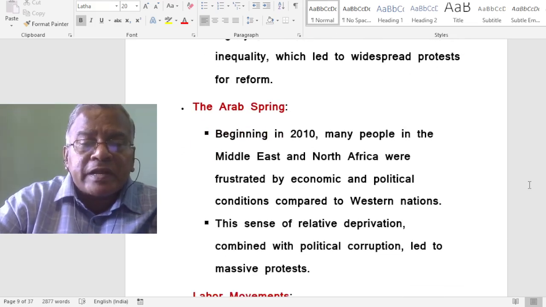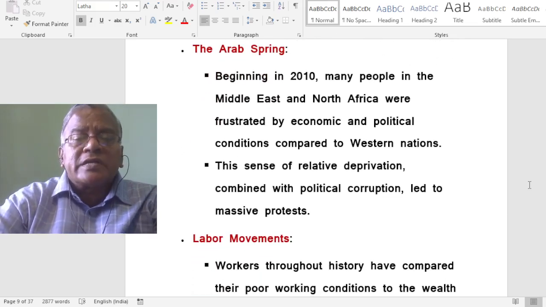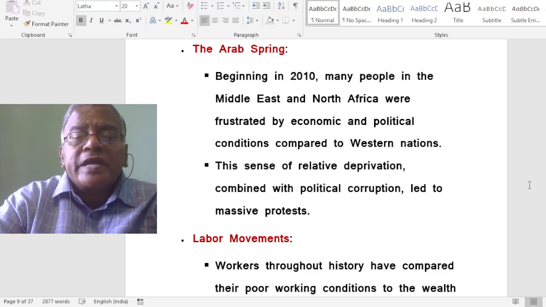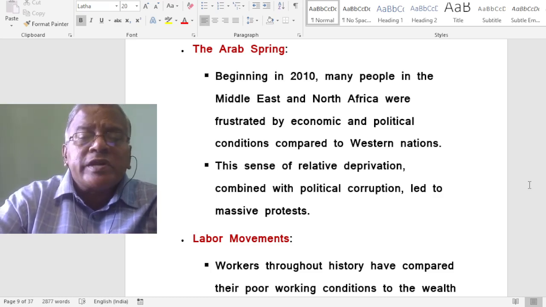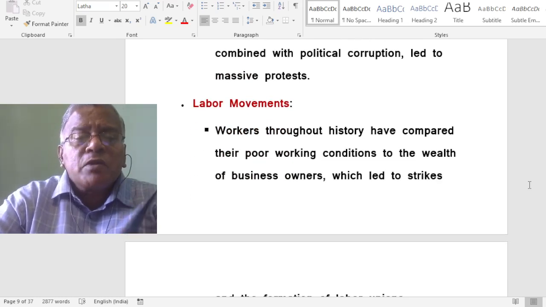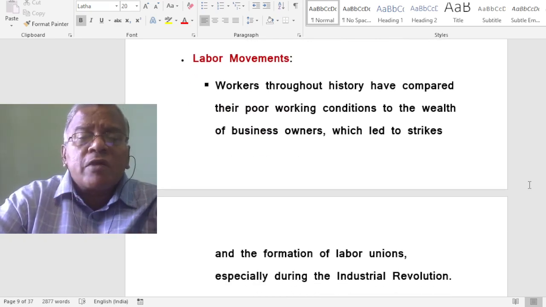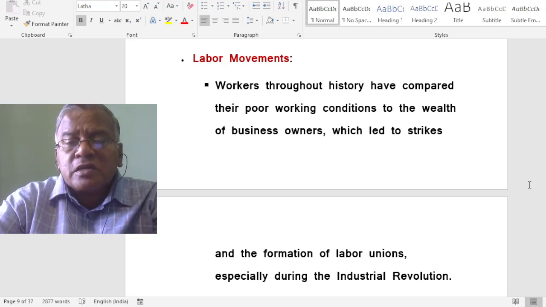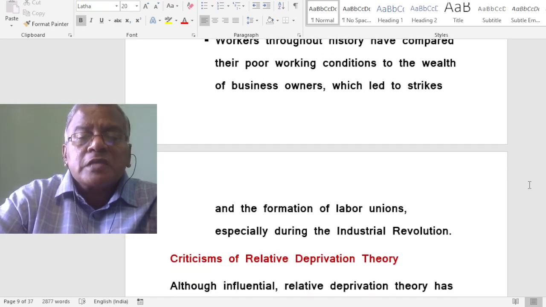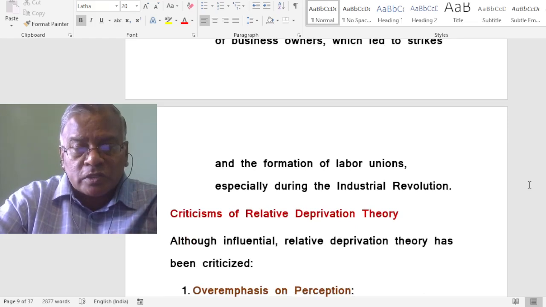The Arab Spring, another one. Beginning in 2010, many people in the Middle East and North Africa were frustrated by economic and political conditions compared to Western nations. This sense of relative deprivation combined with political corruption led to massive protests. Then labor movements. Workers throughout history have compared their poor working conditions to the wealth of business owners, which led to strikes, protests, and the formation of labor unions, especially during the Industrial Revolution.